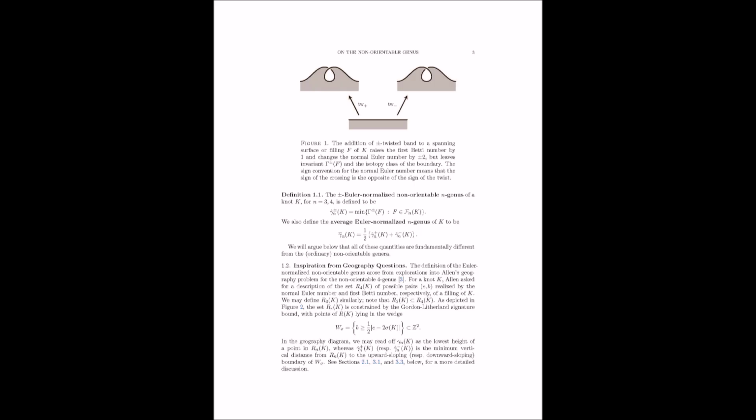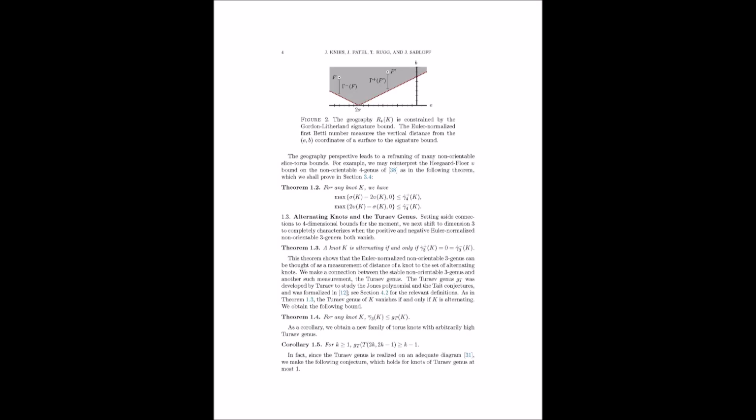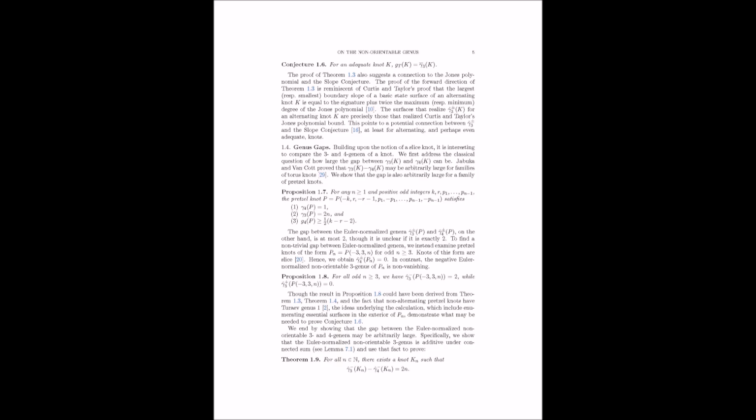Section 7. Euler-normalized genus gaps, connected sums. This section starts with lemma 7.1 on additivity. It says the normalized genus of the connected sum of k0 and k1 equals gamma hat of k0 plus gamma hat of k1. This says the invariant behaves as nicely as you could possibly want. If you tie two knots together with a connected sum, the normalized complexity just adds up.